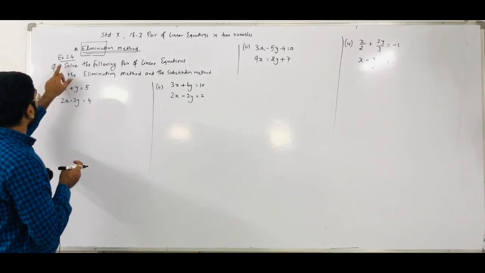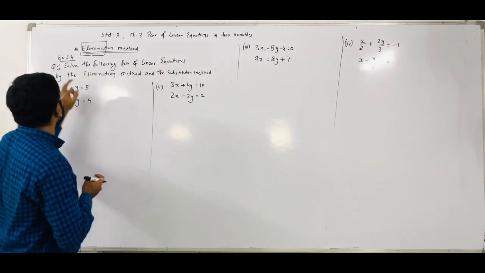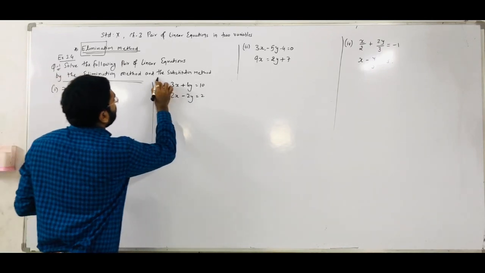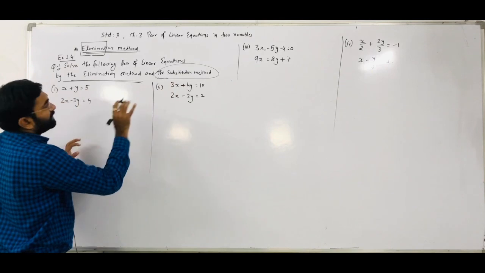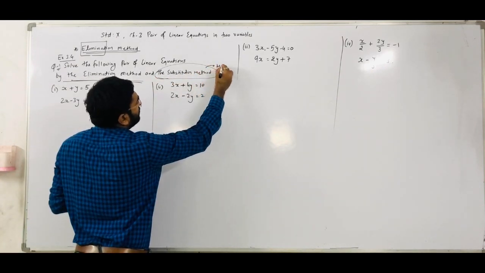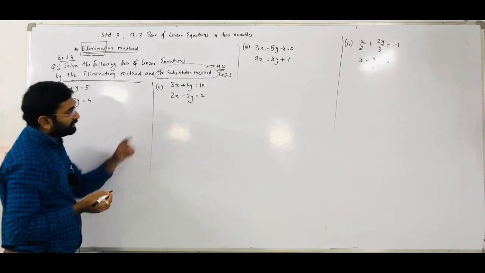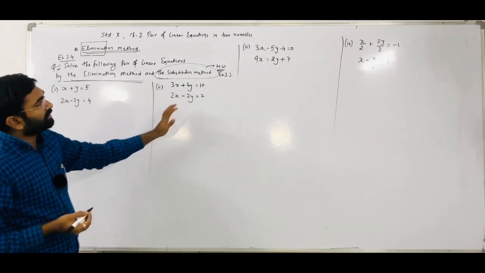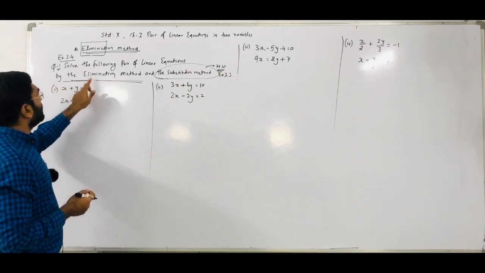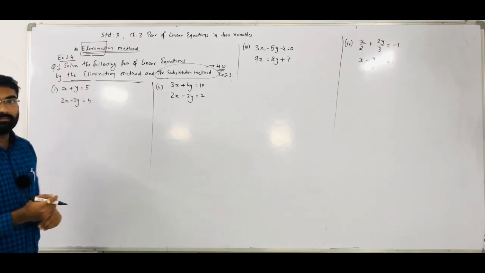See here, exercise 3.4 question number 1. Solve the following pair of linear equations by using the elimination method and substitution method. Right now, the substitution method you have to do in your homework, because we already solved that in exercise 3.3. Using the substitution method, you have to solve all these questions in your homework. But the method we have to learn today is elimination, so all these questions we are solving by the elimination method.